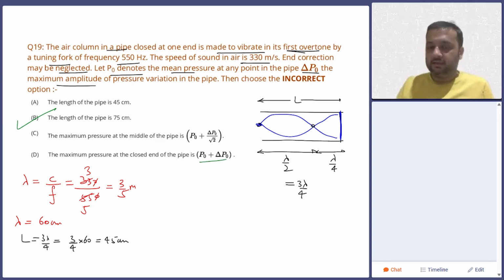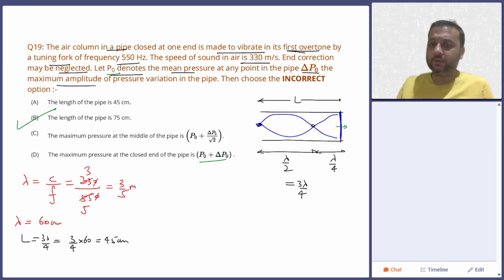They are saying the correct thing, because here you will get the pressure antinode, as I said, and the pressure will increase by a maximum value of delta P naught. So if the mean pressure is P naught, it will increase by a maximum value of delta P naught. So the maximum pressure increment will happen here, which is P naught plus delta P naught.